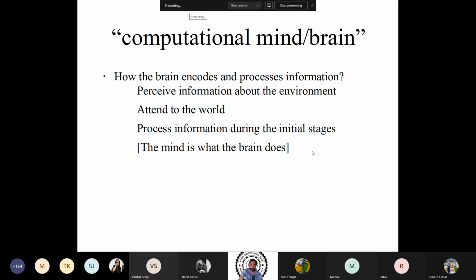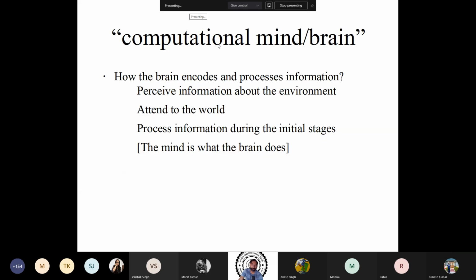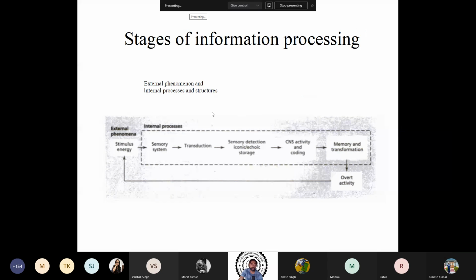Okay, so it's the function of the brain. The functional properties of the brain is the mind. What are these stages? So now, if we agree that the brain or the mind is computational in nature, we have to spell out the different procedures that enable us to process information.